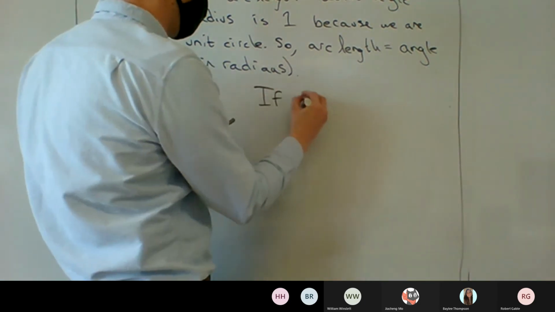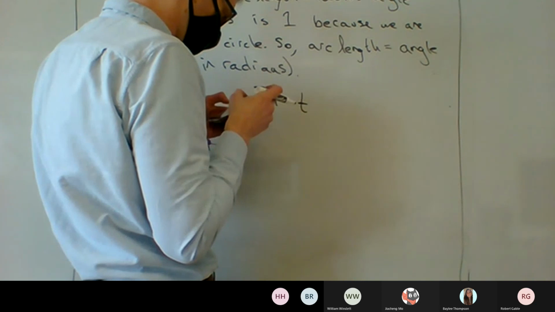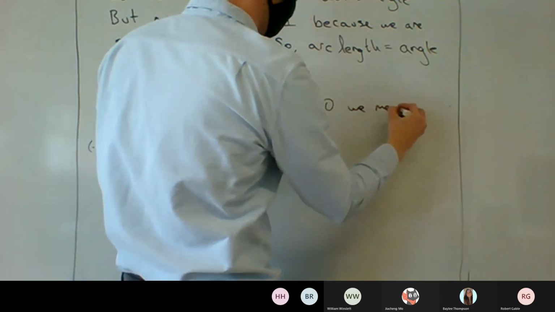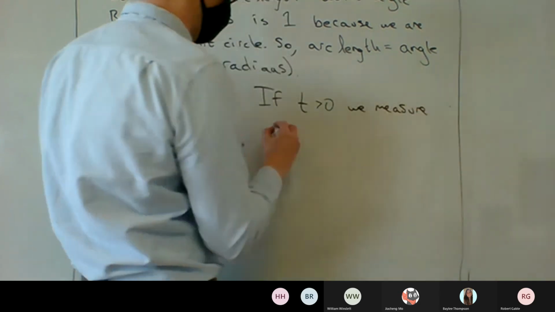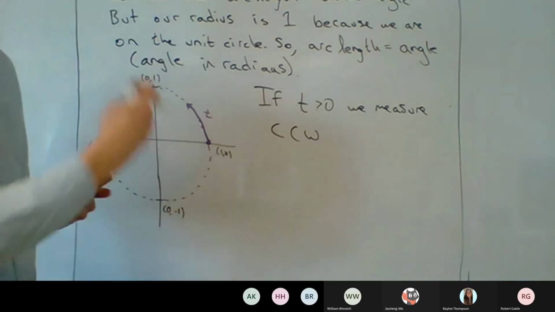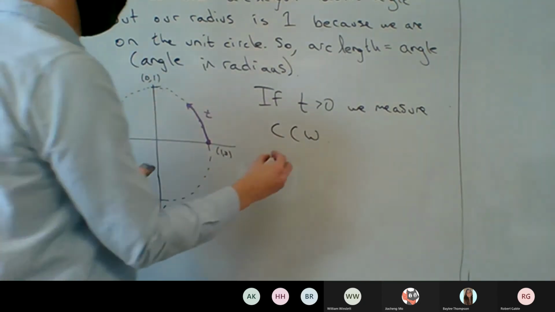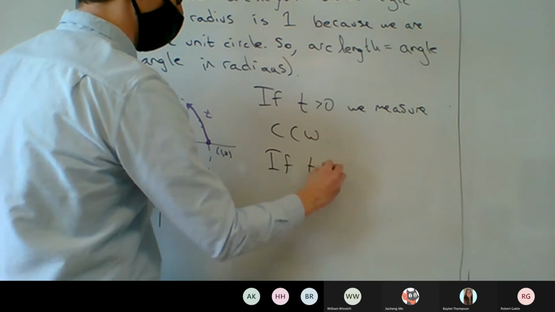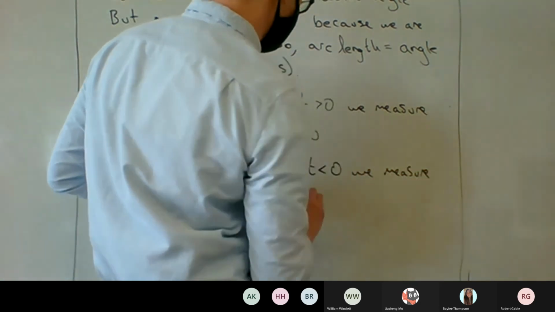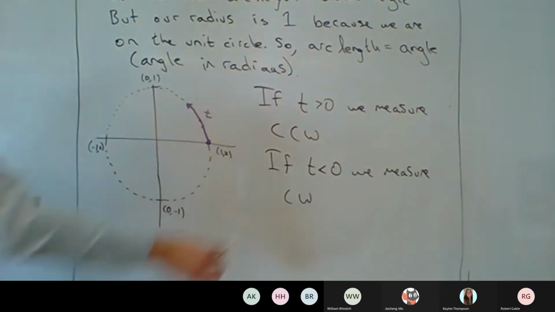Now here's some basic facts. If t is greater than 0, we measure counterclockwise. Same as with an angle, right? So this t I drew here would be positive. If t is negative, we measure clockwise. So nothing new there. That's how we dealt with angles too. If they go this way, they're positive. If they go that way, they're negative. What else can I say?